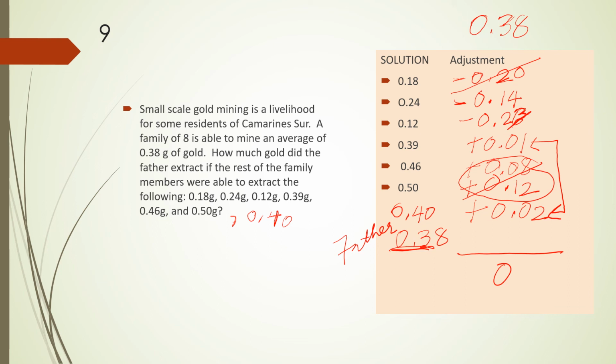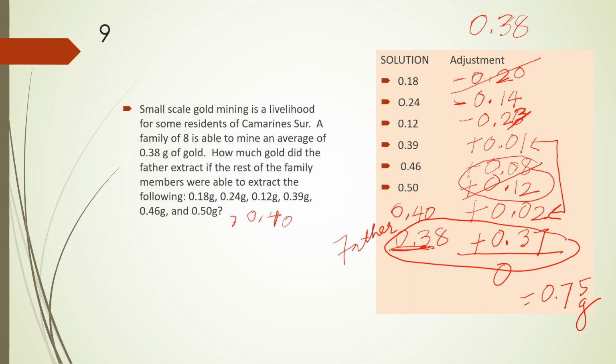So when we add negative 0.14 with negative 0.23, then we need to offset that with 0.37. So for the father's gold value in terms of weight will be 0.38 plus 0.37. So that gives us a value equal to 0.75 grams. That's what the father was able to realize.